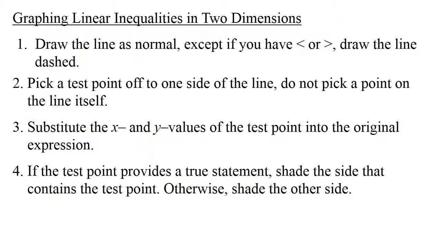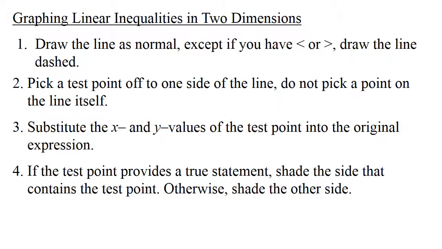So you'll always go back to the original one just to verify that it works in the original expression. And then if that test point gives you a valid statement, a true statement, then you will shade the side that you got the test point from. Otherwise, you will shade the other side. So a line's going to divide the XY plane into 2 pieces. One side's going to work, one side's not. So we're looking for all the points that would satisfy an expression. And if one point satisfies it in an area, it means everybody in that area should satisfy it.